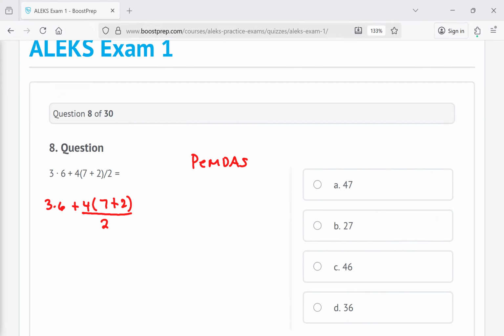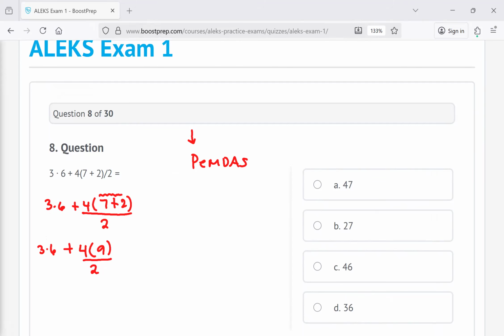So according to the PEMDAS, do we have a parentheses? Yes, we do. And the good news is there's only one order of operation inside this parentheses, which is addition. What's 7 plus 2? 9. So 7 plus 2 is 9. And then I'm just going to bring down what I have not done. So I'm going to bring down this 4, this plus, and this 3 times 6. And then all of 2.